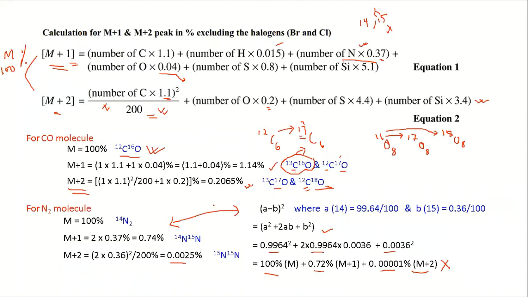Only one can change, that means 13C16O. In this case there are two probabilities: one can be 12C18O, another can be 13C17O. Compare 12C16O with 13C17O. Carbon has changed by 1 unit to 13, so plus 1, and oxygen also changed 1 unit, 16 to 17, so plus 1. That means 2, so M plus 2. You got the point.